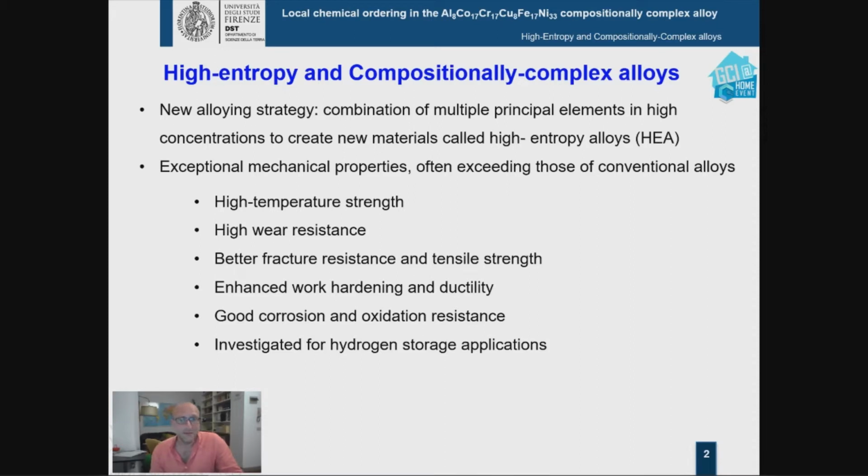So what are we talking about when we refer to high entropy alloys or compositionally complex alloys? Well, these compounds were developed in the last century, and they represent a bit of a revolution compared to the classical concept of adding small amounts of secondary elements to a primary one. In fact, these compounds were created by mixing together multiple principal elements in relatively high concentrations in order to enlarge the compositional space available. And this strategy was already fruitful since these alloys have attracted much attention thanks to their very good mechanical properties and also good corrosion and oxidation resistance. And they're even investigated for hydrogen storage applications.